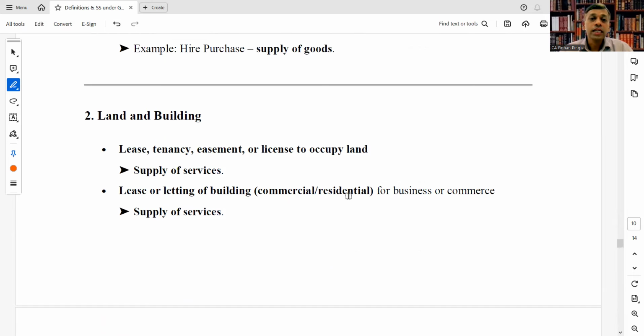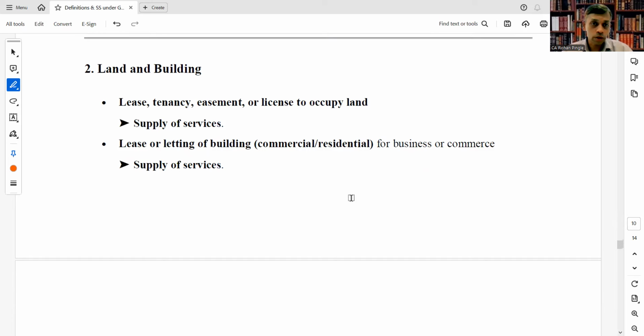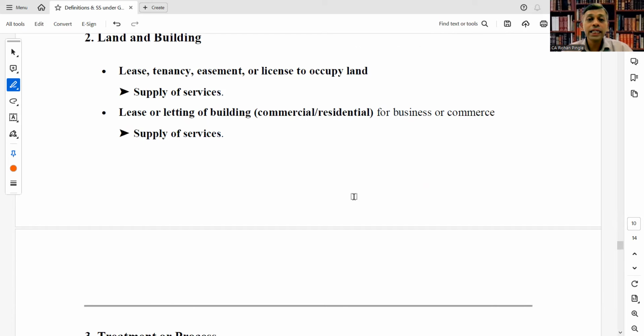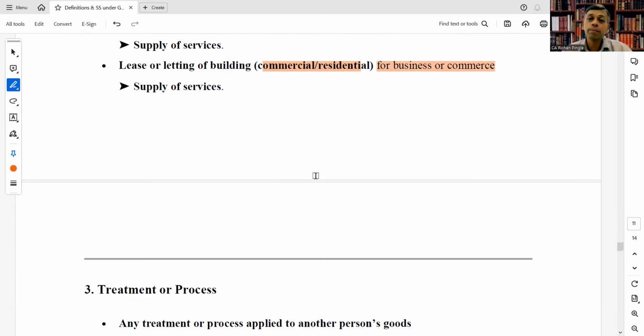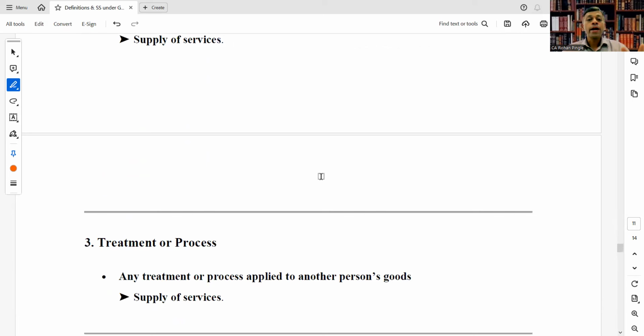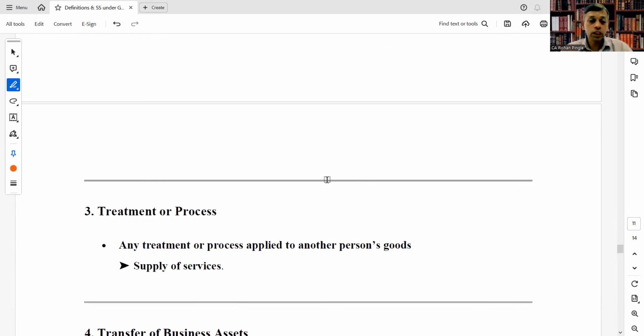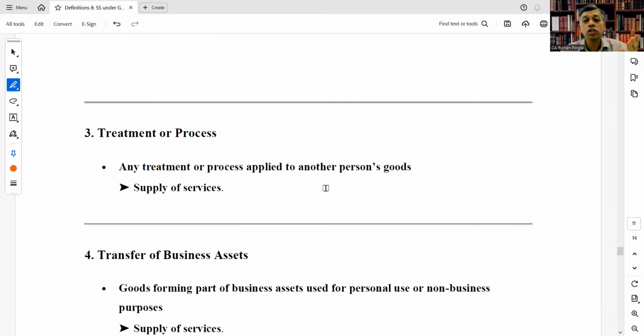Land and building: lease, tenancy, easement, or license to occupy land is covered under supply of services. Lease or letting of a building, commercial or residential, for business or commerce, is a supply of services. Treatment or process: any treatment or process applied to another person's goods is a supply of services.